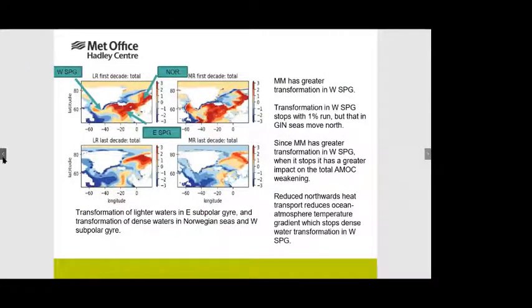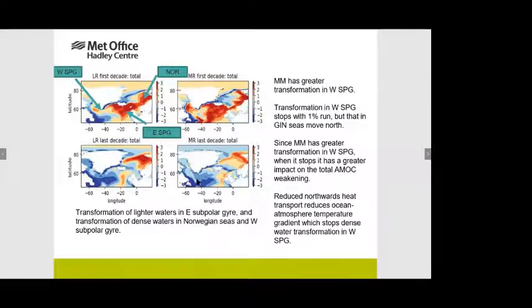So one advantage of doing this is that you can look at where those surface fluxes are occurring. If you look at the low resolution and the medium resolution here, there's a lot of transformation of light to medium density waters in the east subpolar gyre, and then dense waters being transformed in the west subpolar gyre and in the Nordic seas. If you compare the two, you can see that there's more transformation in the west subpolar gyre in the medium resolution run, and that at the end of the 1% run, this transformation basically switches off in both resolutions.